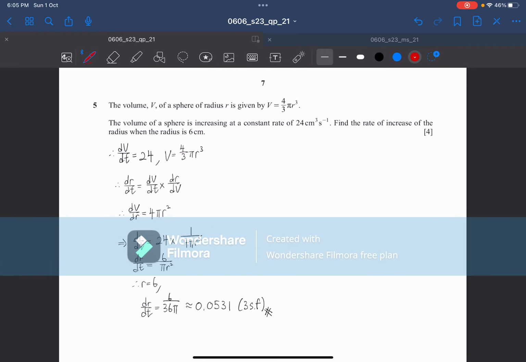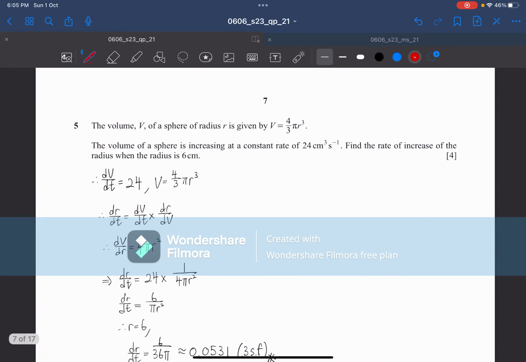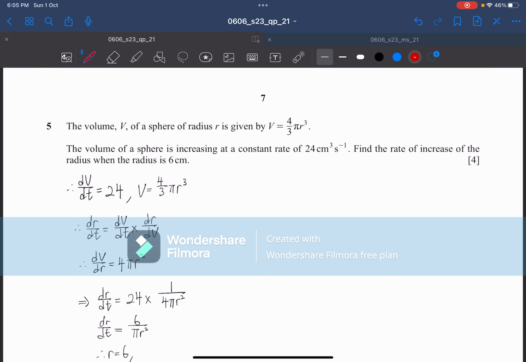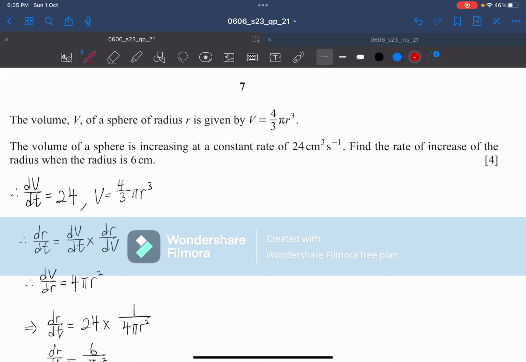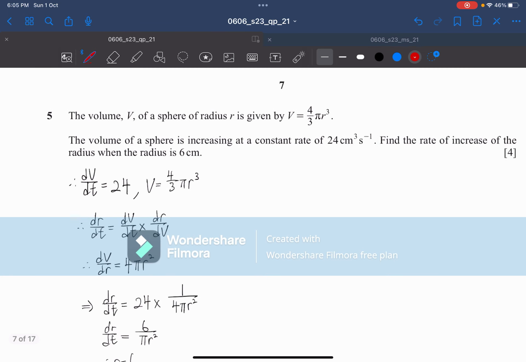All right, question 5. So the volume V of a sphere, radius r, okay, there's a formula for a sphere. The volume of a sphere is increasing at a constant rate of 24 cm³ per second. Find the rate of increase of the radius when the radius is 6 centimeters. So, the details we were given is that the rate of increase of the volume, dV/dt, is equal to 24. And we're given that the formula for the volume of a sphere is 4/3 pi r cubed.